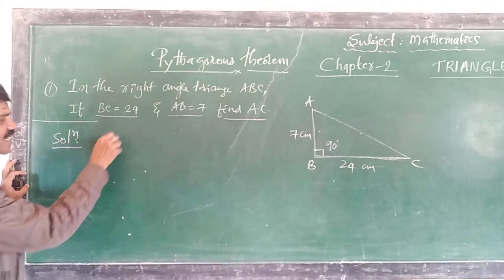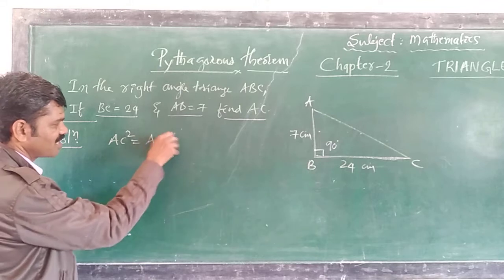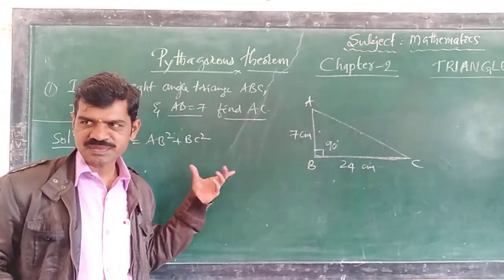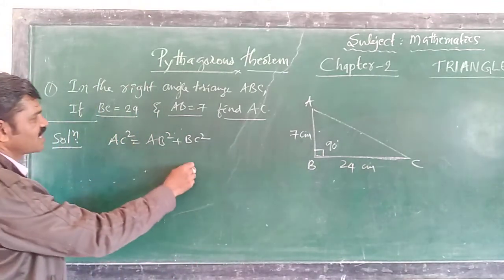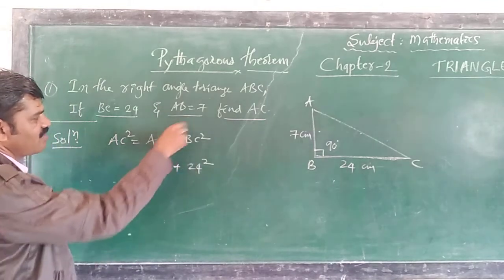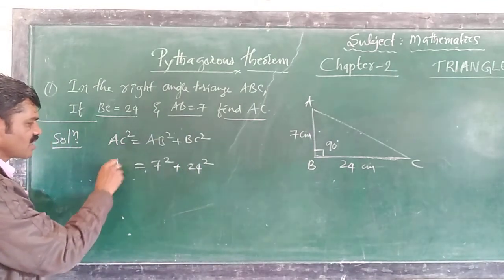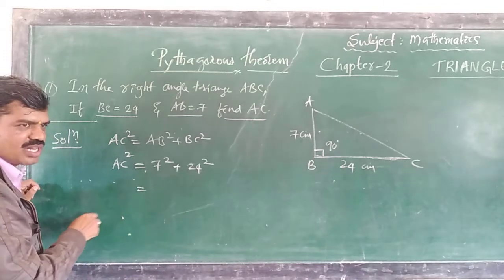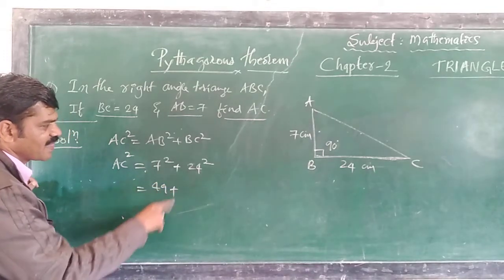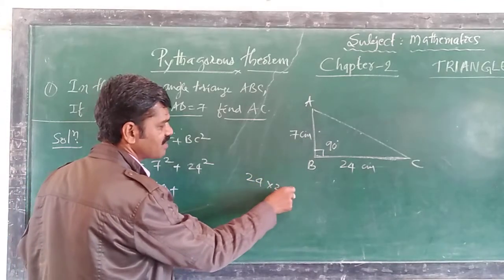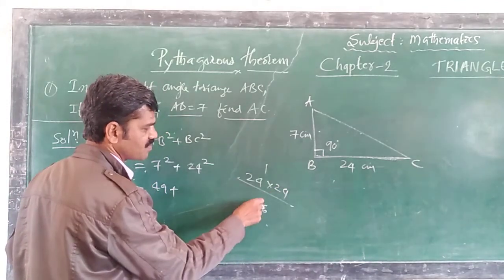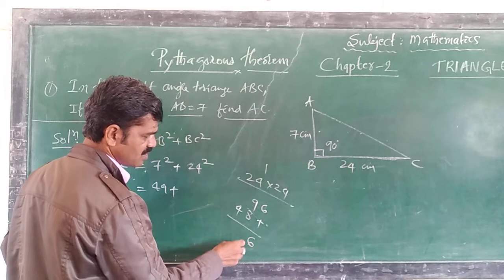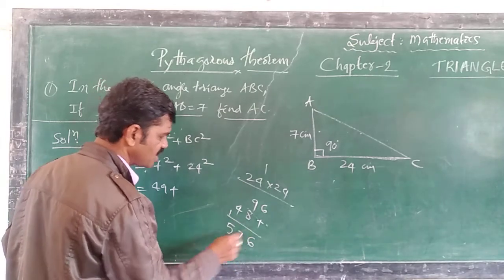Solution: we have the formula AC square is equal to AB square plus BC square. This is a very fantastic formula. You can use it for many of the problems. The value of BC is given, that is 24 square. The value of AB is given, that is 7 square. What we have to find out is the value of AC. The square of 7 is 49. The square of 24 we have to multiply, so that is 576.